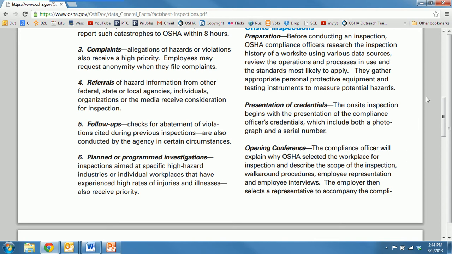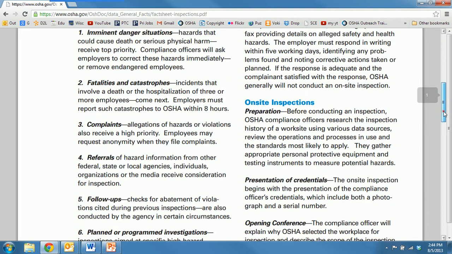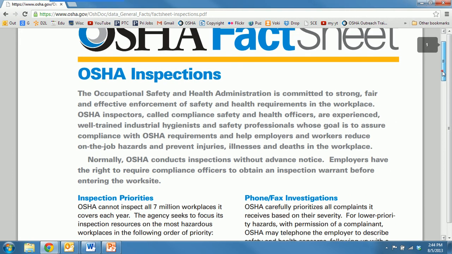On this fact sheet, you'll notice that they have one here under on-site inspections called preparation. But since I'm only talking about the four major stages, I'm going to start here with the presentation of credentials. There is a word that we want to look at. It's called the CSHO, which is the Compliance, Safety, and Health Officer, the CSHO.